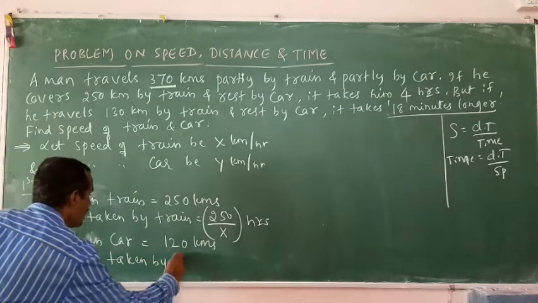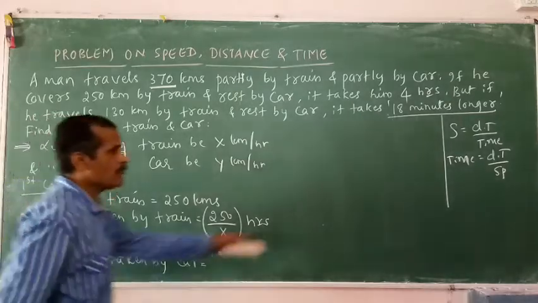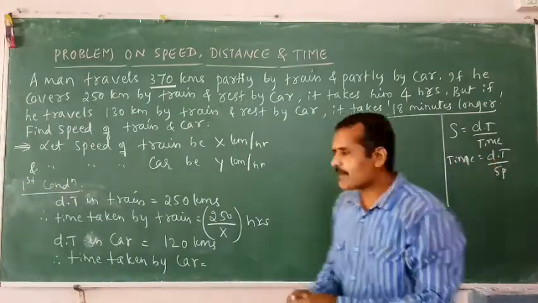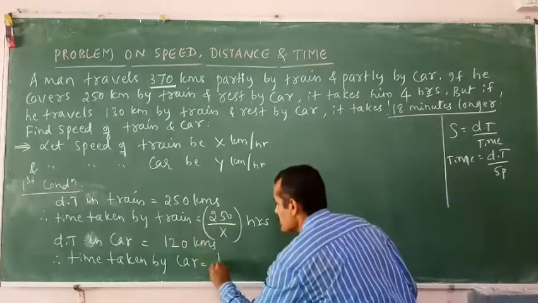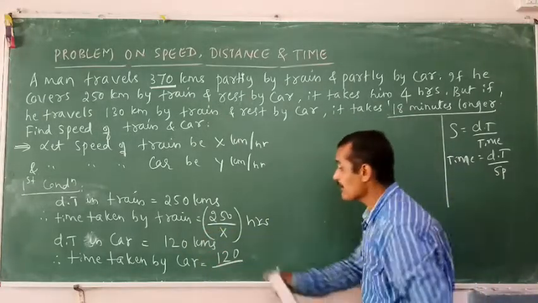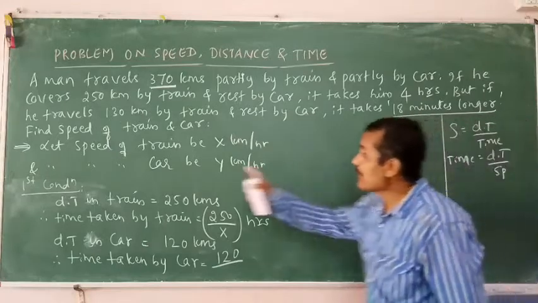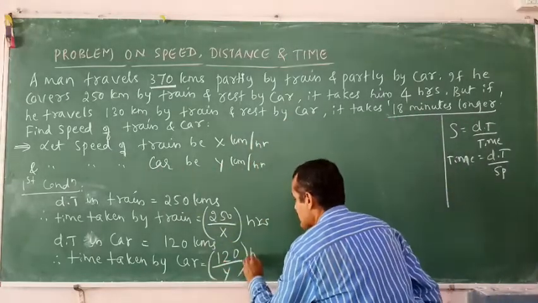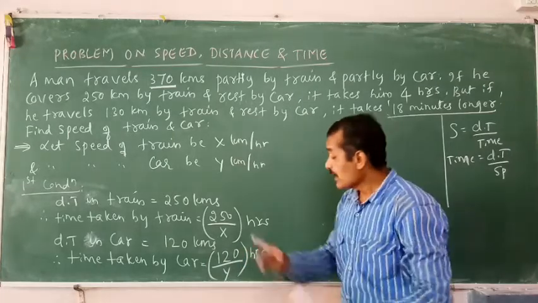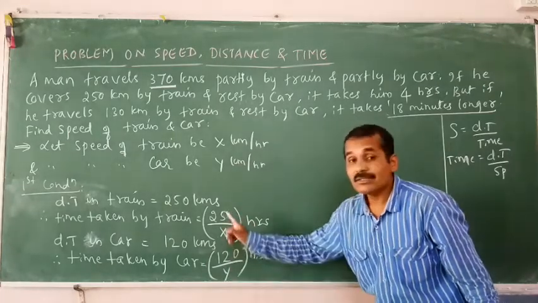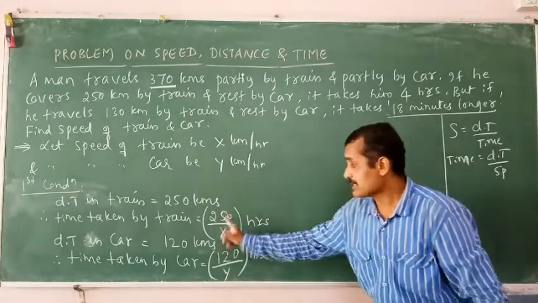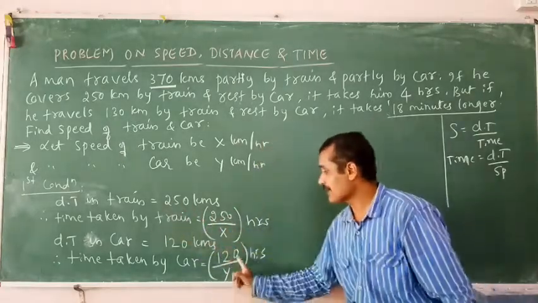taken by car. The formula for the time taken is clear. Distance by speed. What is the distance traveled by the car? 120, the distance traveled, divided by what is the speed? Speed of the car is y. This is also in hours. They are the independent time takers. This is the time taken by the train. This is the time taken by car.